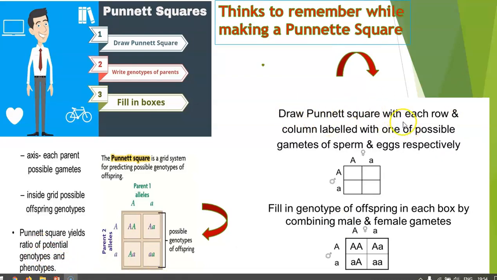So you draw the Punnett square with each row and column labeled with one of the possible gametes of the sperm and the egg respectively. So you have your empty grids, you have your possible gametes here. Fill in the genotype of the offspring in each box by combining the male and the female gametes. So just combine the male and the female gametes. So in 3 steps, you have to remember while making your Punnett square: draw the Punnett square, write the genotypes of the parents, and fill in the boxes.